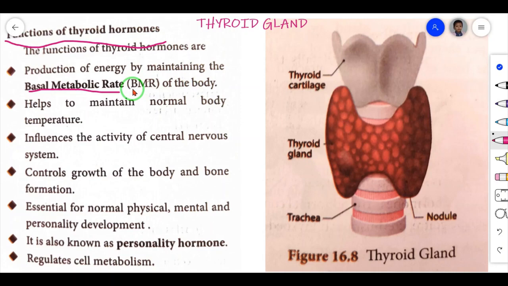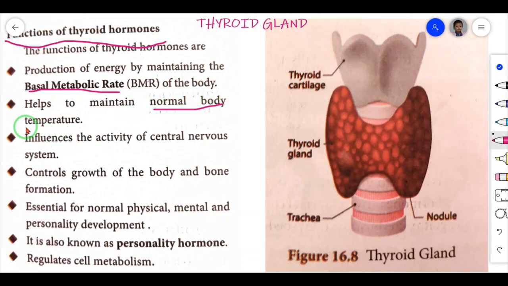The rate at which the body uses energy while at rest to maintain vital functions such as breathing and keeping warm. So what is BMR? The rate at which the body uses energy while at rest to maintain vital functions such as breathing and keeping warm. Second one, helps to maintain normal body temperature.